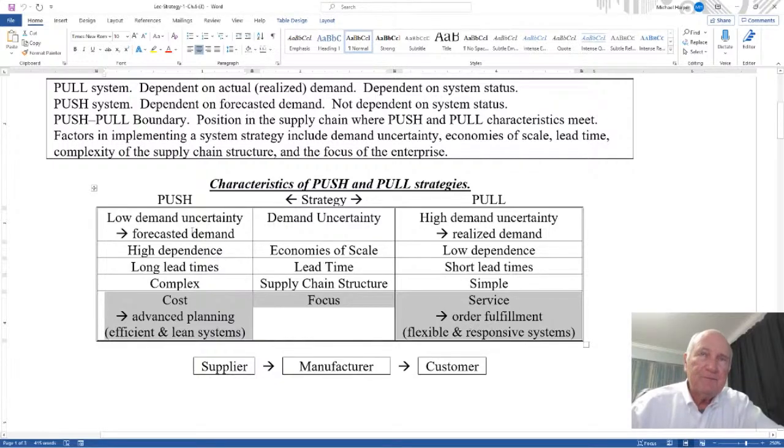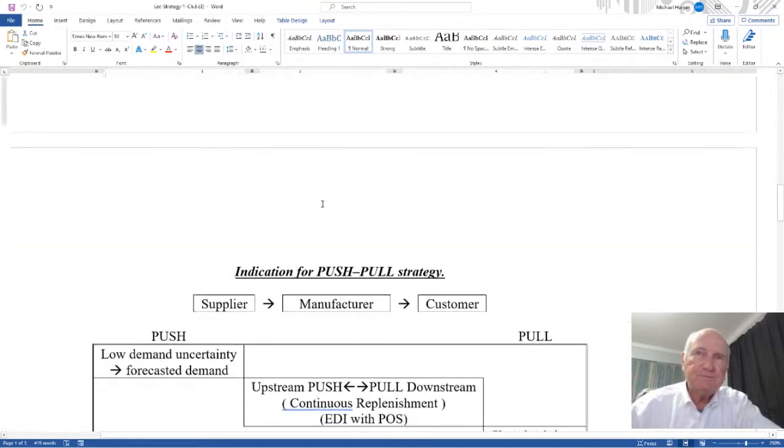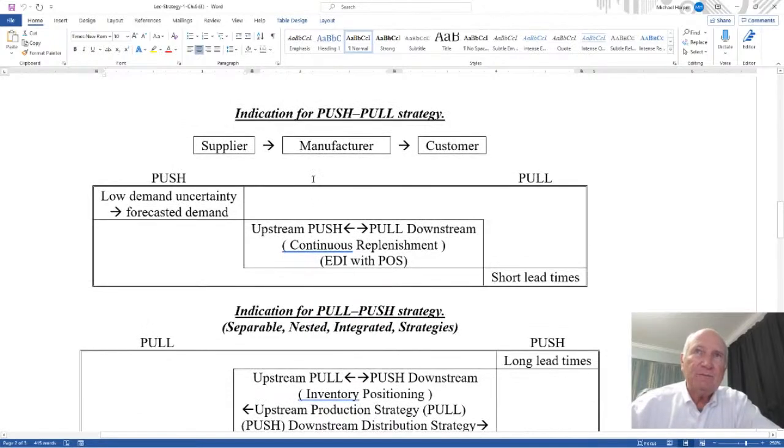And so just because you choose a certain type of supply chain, as we'll see in the second half, it doesn't necessarily mean you should be doing that. And a lot of times it's not pure pull and pure push, it's a combination. And that's what we'll look at here. Okay, indications for push-pull strategies when you begin combining them.